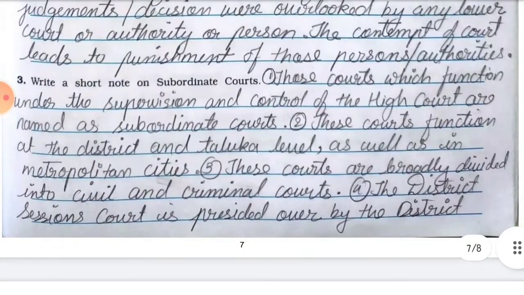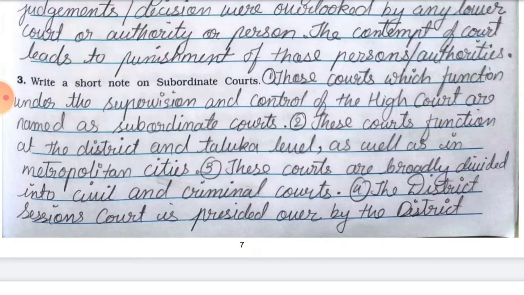Now number 3, write a short note on subordinate courts. Answer. Point number 1. Those courts which function under the supervision and control of the High Court are named as subordinate courts. Point number 2. These courts function at the district and taluka level as well as in metropolitan cities. Point number 3. These courts are broadly divided into civil and criminal courts.